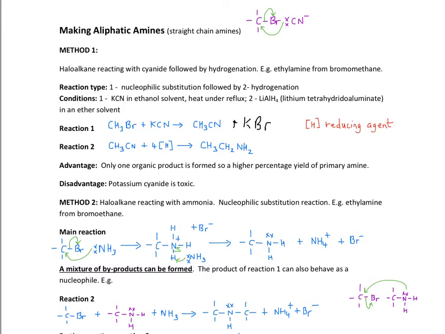Another advantage is that you only get one product with the reaction with the KCN, one amine product I mean. We'll look at the other way of making amines later, and that forms many amine products. The disadvantage of this method is the use of potassium cyanide, which is a toxic chemical.